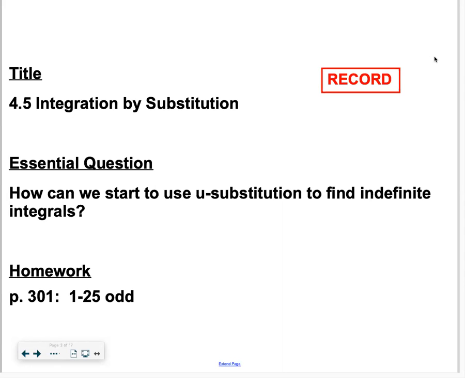U-substitution. So when we take integrals, the only thing that we've learned up to this point is the power rule, right? If we have an integral like, I don't know, let's say it's 2x, you don't have to write this down, but let's say it's x squared plus 4. We don't know how to do that yet, right?